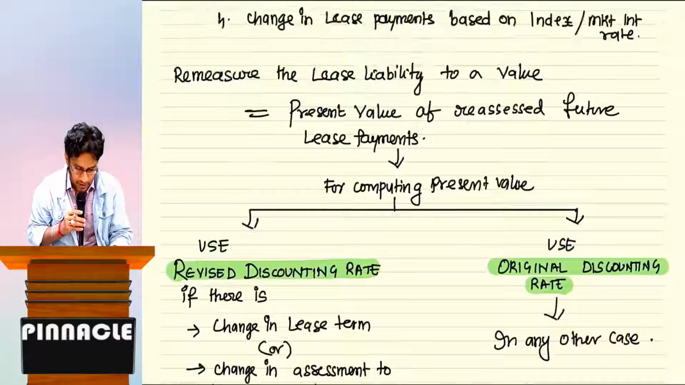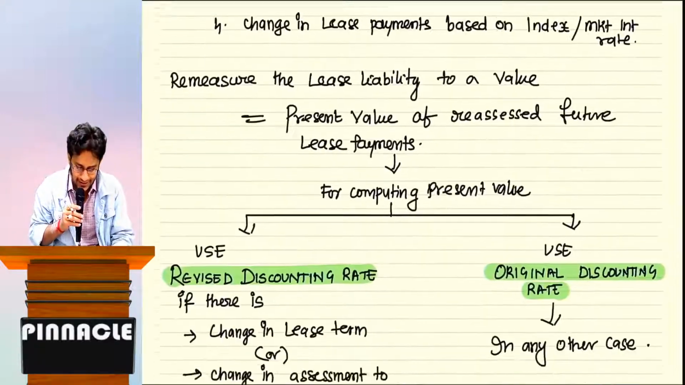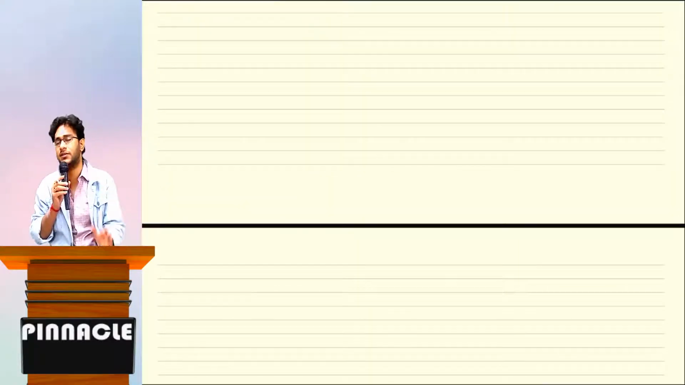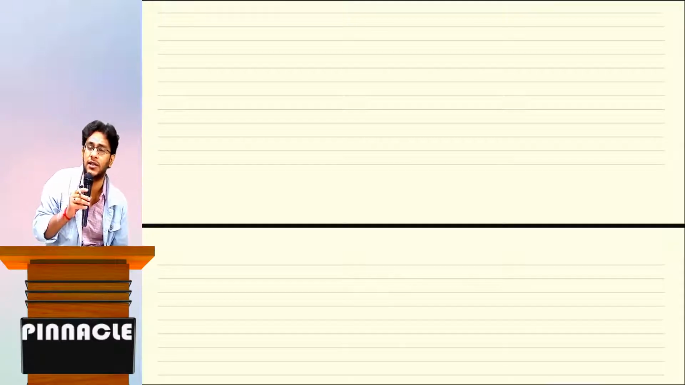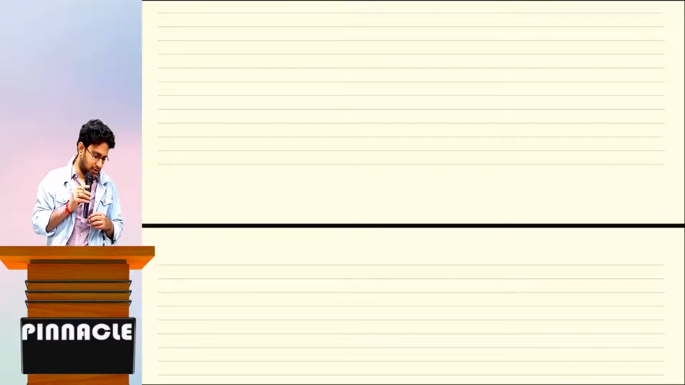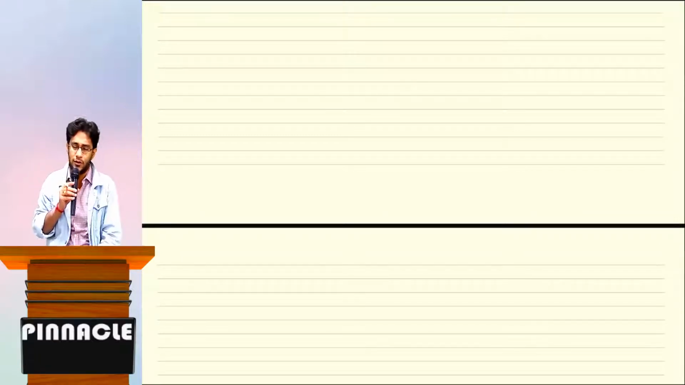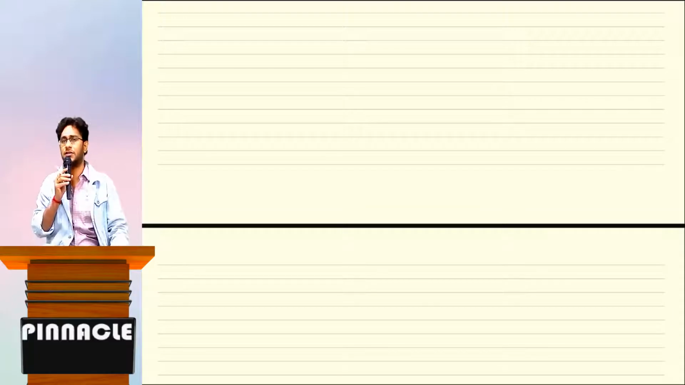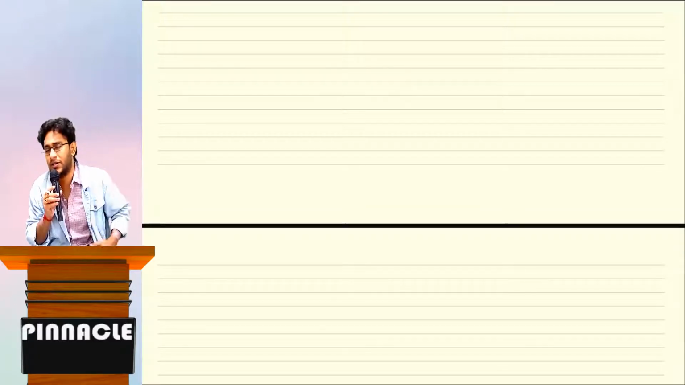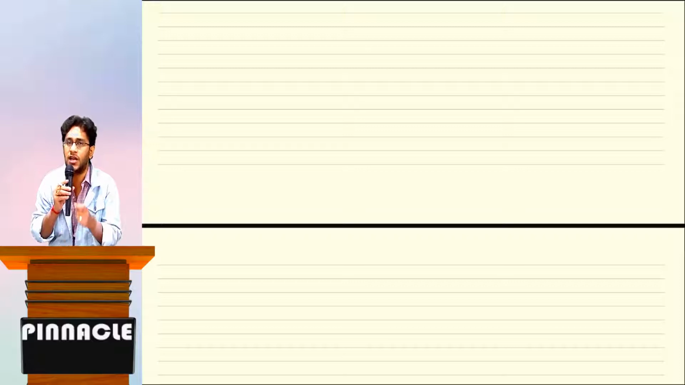So guys, last session we were talking about reassessment of lease. Reassessment of lease means originally, at the time of recognizing lease liability, which is on the commencement date, you might have considered a particular lease term, even the option to extend was there. So you might have believed either the option to extend will be exercised or will not be exercised. Similarly, a termination option might be exercised, might not be exercised. Similarly, an option to buy the asset might be exercised, might not be exercised. Or you might have estimated that GRV, so much amount I will pay.